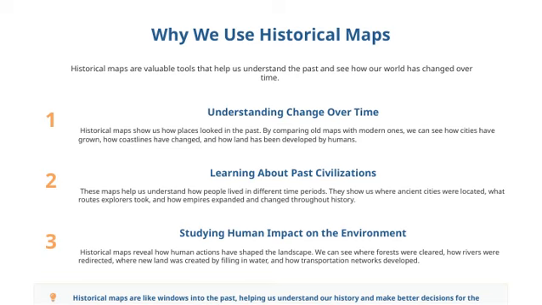First, historical maps are incredibly valuable tools because they give us a window into the past. They allow us to see how places looked before and observe how our environment and cities have changed over time. By comparing old maps with today's maps, we can notice how cities have expanded, coastlines have shifted, and land has been developed by humans. This understanding of change over time is crucial for appreciating how our world has evolved.